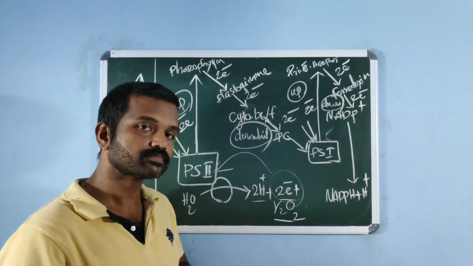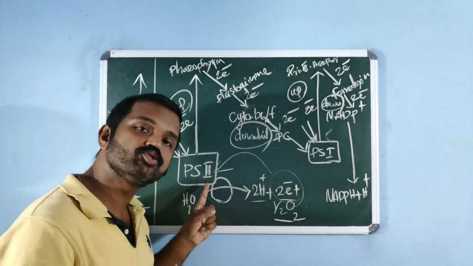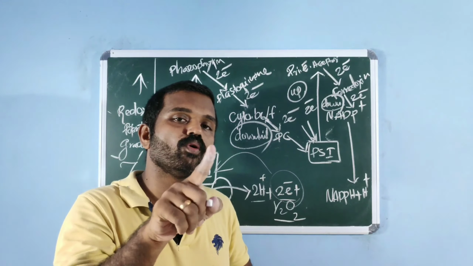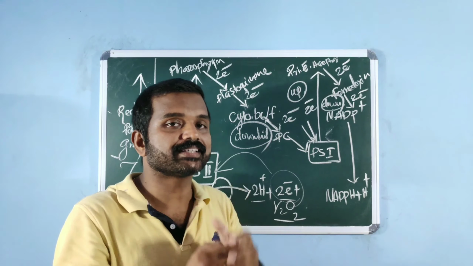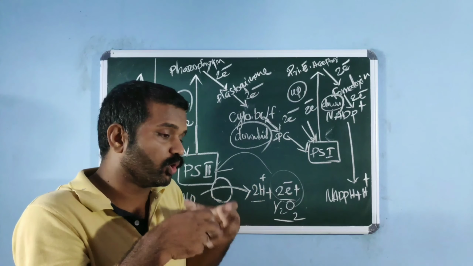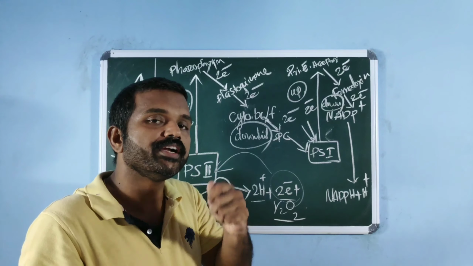Photolysis, the water splitting complex, is associated with photosystem 2, which is located on the inner surface of the thylakoid membrane. As a result, protons formed during photolysis are released into the thylakoid lumen, that is, the thylakoid cavity.